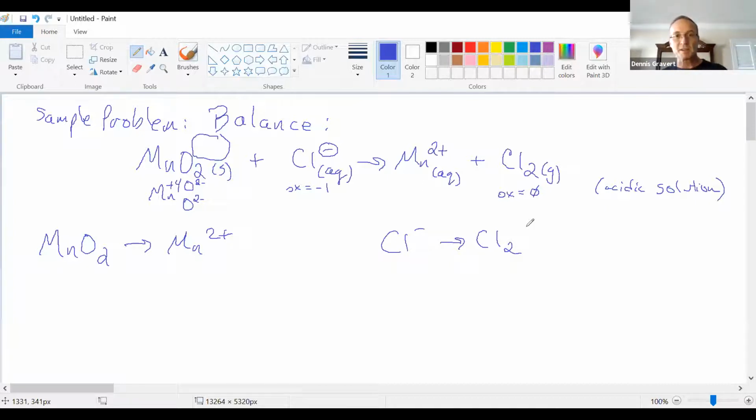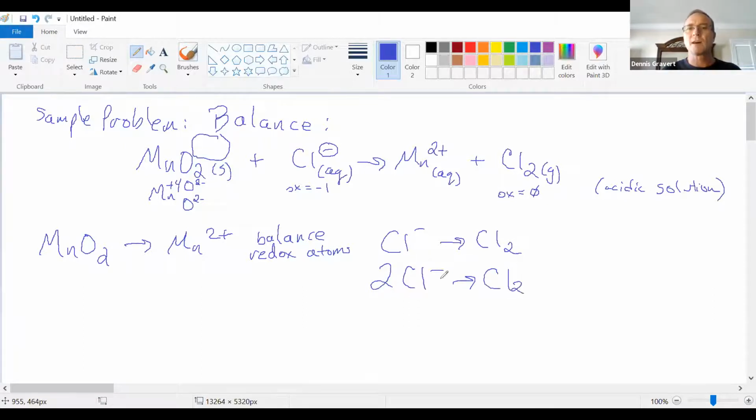And then the next step is balance redox atoms. Balance the atoms whose oxidation numbers are changing. And that means leave oxygen out. Don't balance the oxygen now. We'll balance it later. Okay, so there's one Mn on both sides. This is already balanced. Ooh, but there's only one chlorine atom on this side. So let's put a 2 in front of it. And now I've balanced my redox atoms.